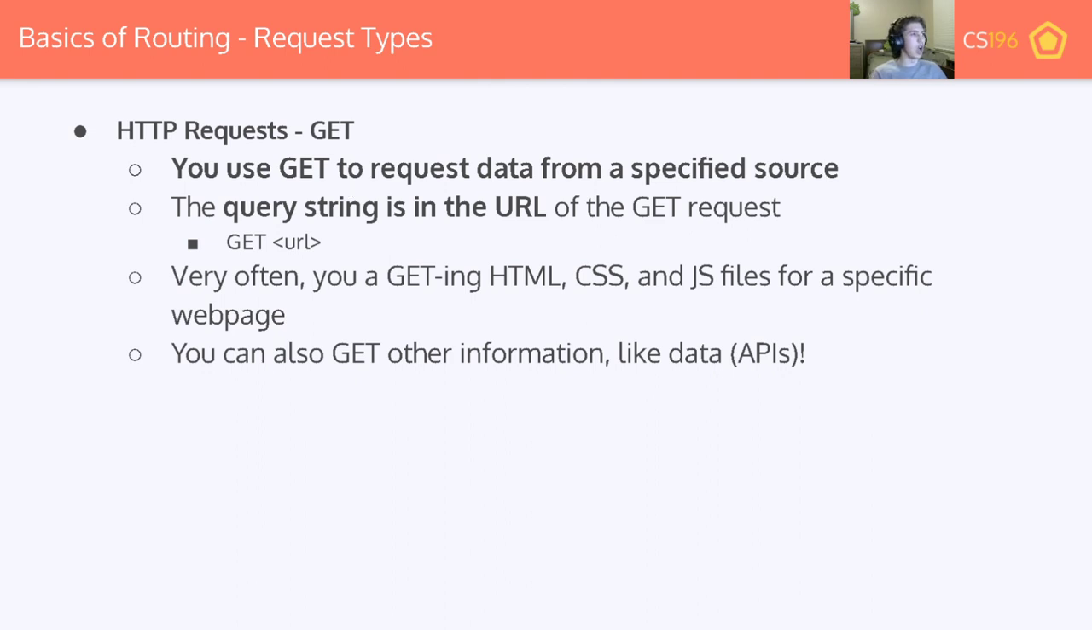source. What you usually do is have the query string being the URL, and so you'll say GET URL. Often you're getting HTML, CSS, and JavaScript files for a specific web page, but very often we'll use APIs that allow us to get other information like data. A popular one is, I'm sure there's a million weather APIs out there where you can get the current weather for a specific location.